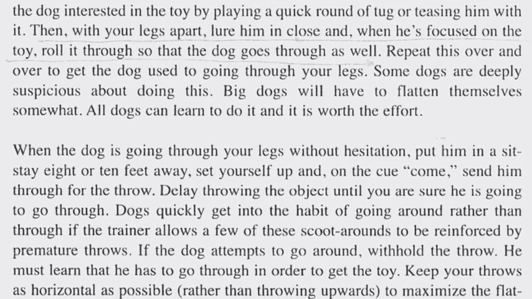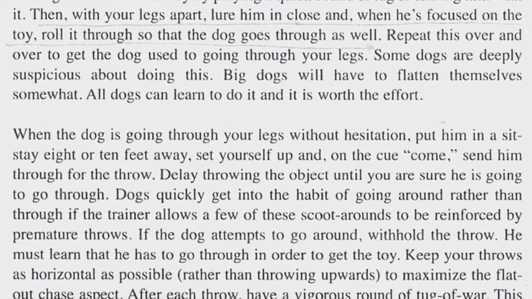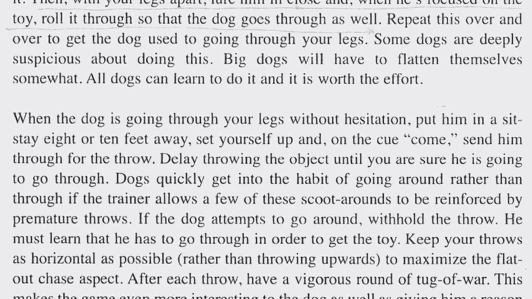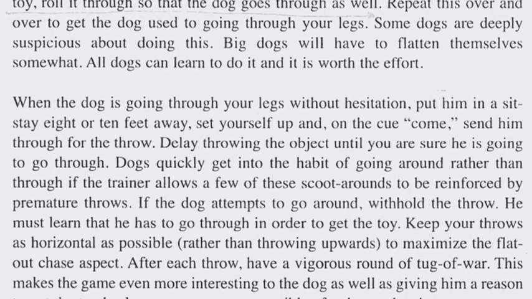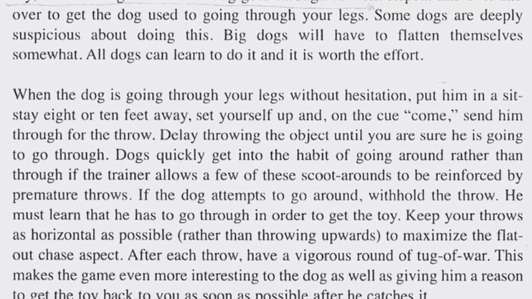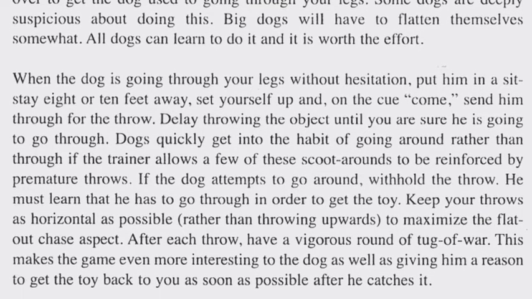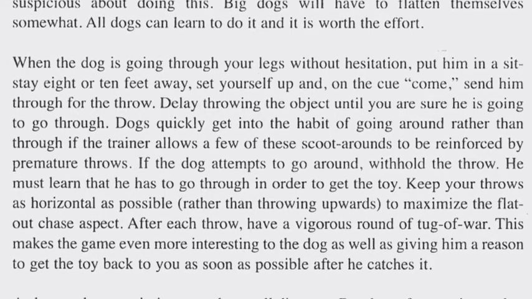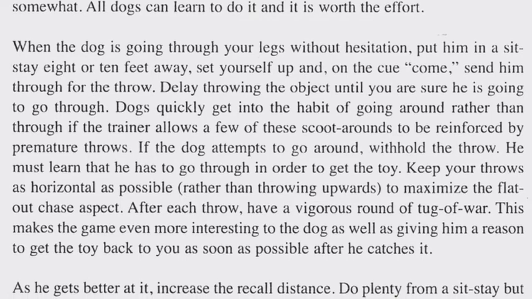When the dog is going through your legs without hesitation, put him in a sit-stay 8 or 10 feet away. Set yourself up, and on the cue come, send him through for the throw. Delay throwing the object until you are sure he is going to go through. Dogs quickly get into the habit of going around rather than through if the trainer allows a few of these scoot-arounds to be reinforced by premature throws. If the dog attempts to go around, hold the throw. He must learn that he has to go through in order to get the toy.